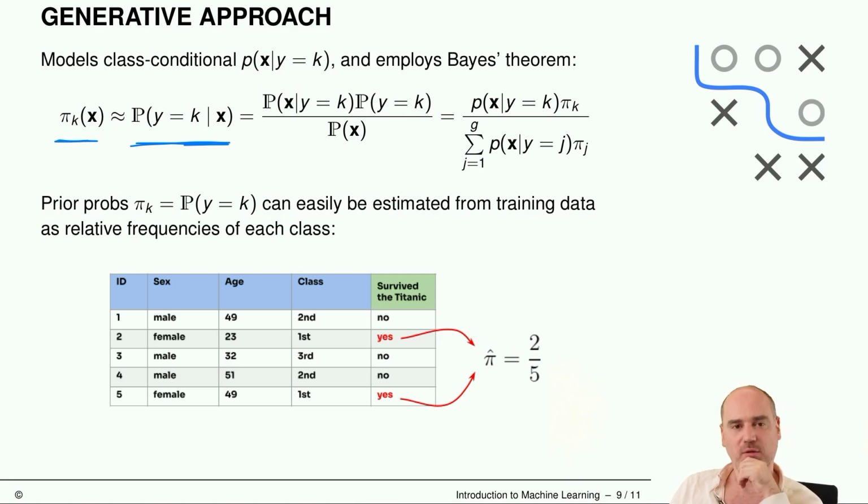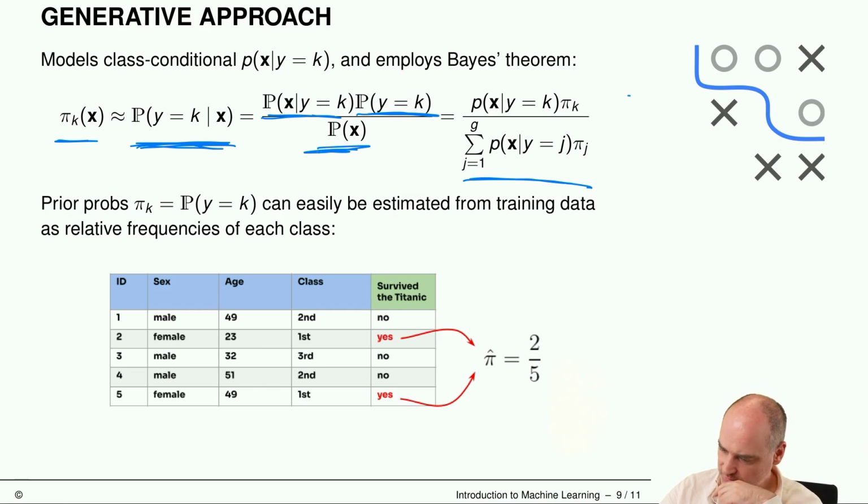So our probabilistic classifier pi_k(x) should hopefully be close to the probability of y being k given our feature vector x. And this we can now write through Bayes' theorem as the conditional probability of x given k, times the marginal probability of being in class k, divided by the distribution of x. For this here, we can again plug in the law of total probability.